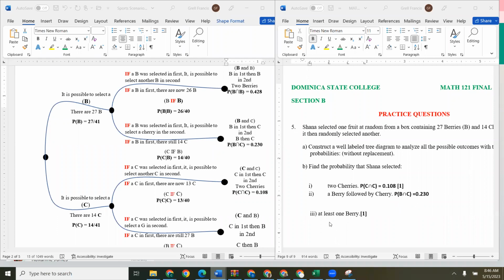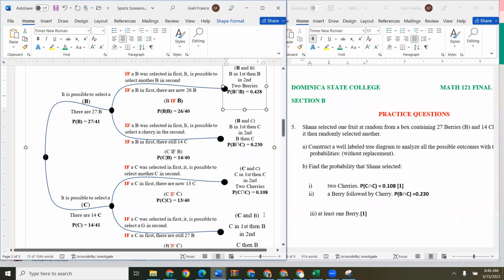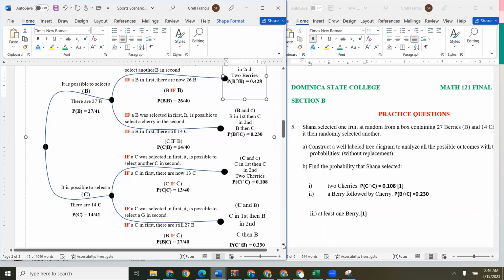At least one berry. What is the probability of us selecting at least one berry? At least one berry makes provisions for two, so it could be one or two. Now there are two different ways of selecting one berry. A berry in the first, then a cherry in the second, or a cherry in the first, then a berry in the second. And or implies that we add, or two berries. So we're going to add three probability values there.